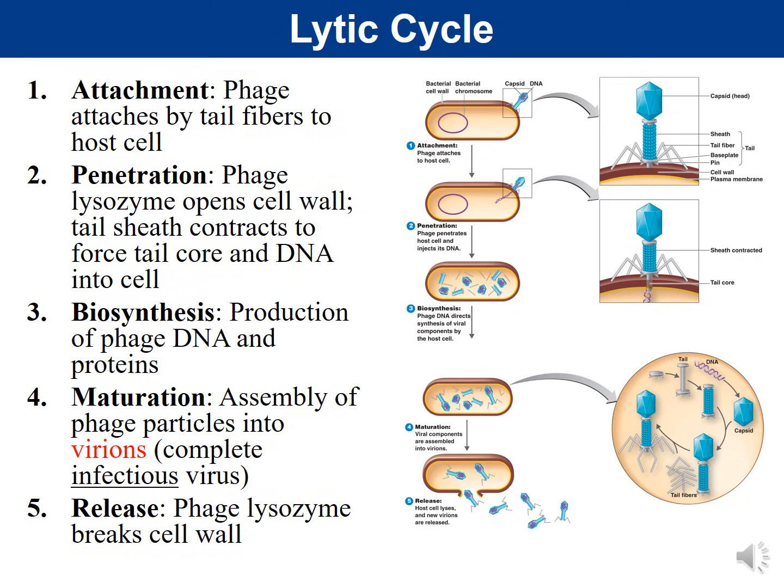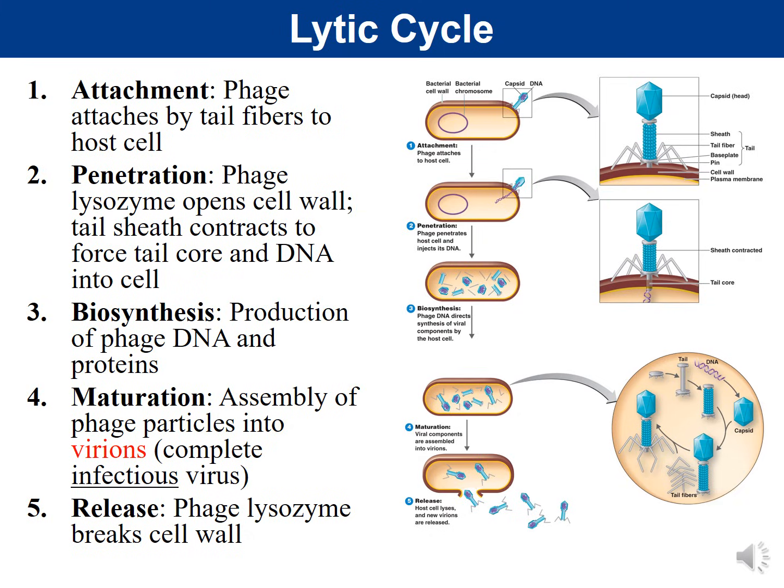Then we have penetration. During penetration, remember that I talked about how one of the enzymes that some viruses have is something called lysozyme. And lysozyme is an enzyme that's used to degrade cell walls. In this case, the phage produces the lysozyme, and it allows the virus to break down the cell wall. That's important because once it's able to penetrate the cell wall, this sheath contracts, and that then leads to biosynthesis, meaning that now the DNA is injected into the cell.